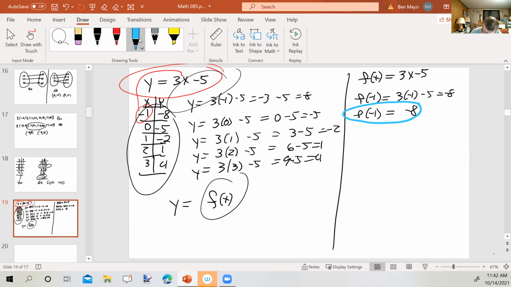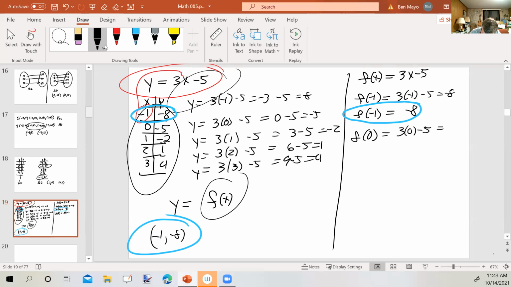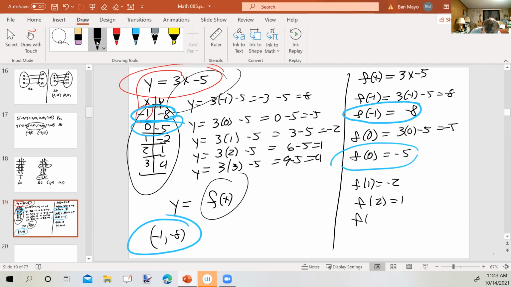This function notation corresponds to this ordered pair in a table, corresponds to this ordered pair written just as a simple ordered pair, okay? So then we'd have f of 0, which would be 3 times 0 minus 5, which is negative 5. So f of 0 equals negative 5. That corresponds to this, et cetera, et cetera. So in fact, we could say what? f of 1 is negative 2, f of 2 is 1, and f of 3 is 4, just using the calculations we already performed. Okay.